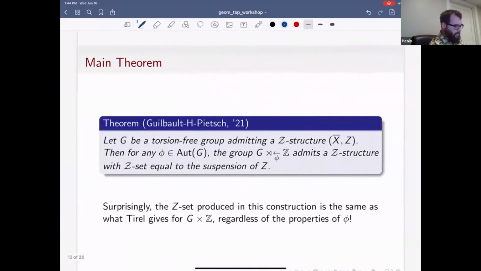Okay, so here is the result that originally was in Brian's dissertation, and that Craig and I have been working on polishing up and doing applications for. Really, I mean, this should probably just be Brian's result here. He did the bulk of this work for his dissertation. And what he says is that, okay, if you have a torsion-free group G and that group admits a Z structure, then anytime you form a semidirect product with Z generated by some element of the automorphism group of G, then you can give that a Z structure where the Z-set is equal to the suspension of ∂G.